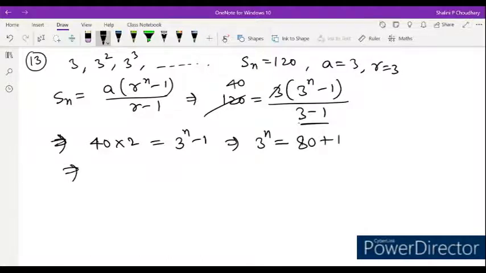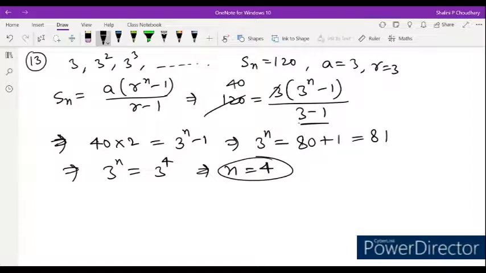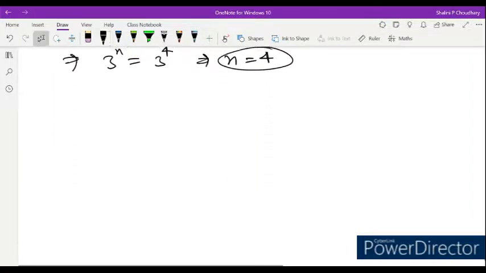That means 81. We can write 81 as 3 to the power 4, so 3 to the power n is equal to 3 to the power 4. It means n is equal to 4. So how many terms are required? 4 terms are required to give the sum 120. Now we'll move to the next question, question number 14.